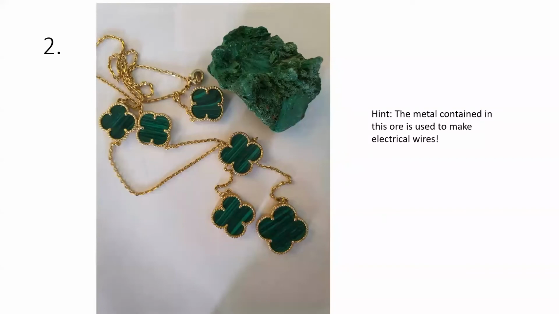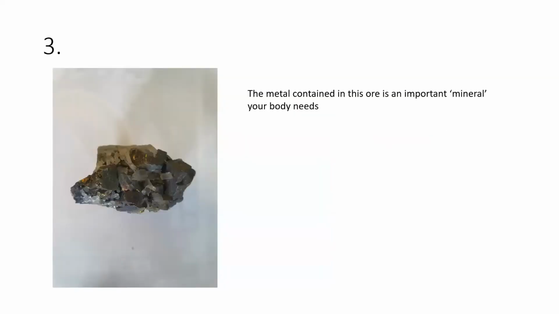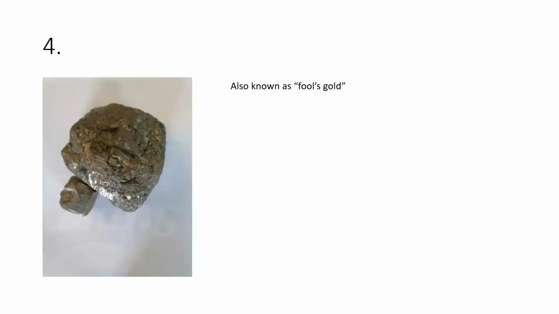Oh, this is one of my necklaces. Now, the metal contained in this ore is used in electrical wires. Sometimes you might be able to get it without thinking about the ore. Number 3, this ore contains an important mineral your body needs. Also known as fool's gold. Okay, so you try and name the rock and what it contains. You've got a bonus one there.